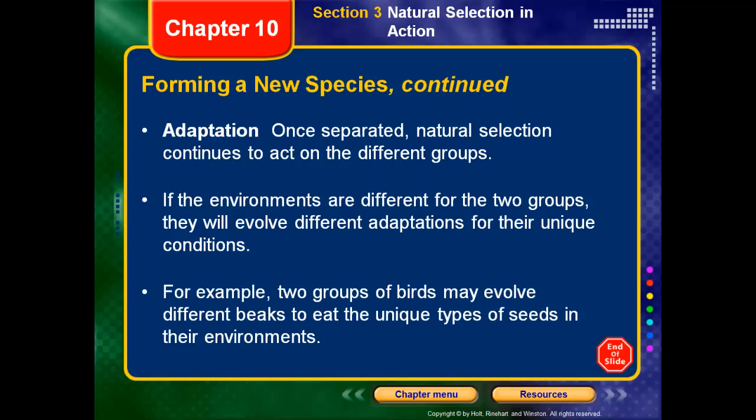So, for example, let's say you have two groups of birds that became separated from each other on different islands. And the two different islands have different kinds of seeds. Then the birds who have the beaks that are most able to eat the seeds on the new island are the ones who are going to survive. And so that would be the adaptation to survive on that island.